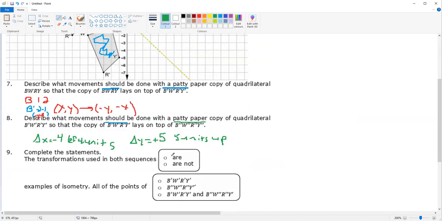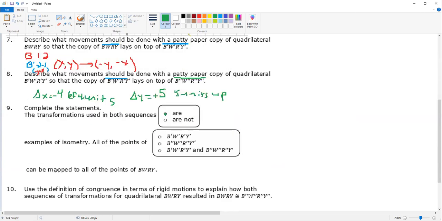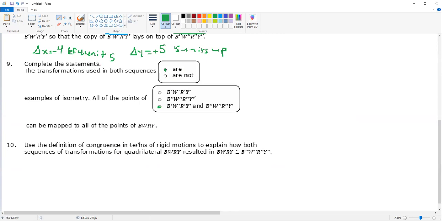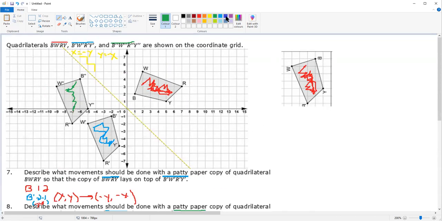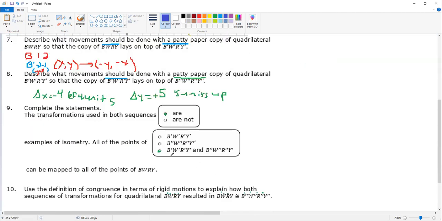All right. The transformations used in both sequences: they're all isometric, right? Because all the points can be mapped. Use the definition of congruence in terms of rigid motions to show how everything is congruent. B to W to R to Y, and the corresponding shapes are congruent. You have to make sure that everything's in line properly.